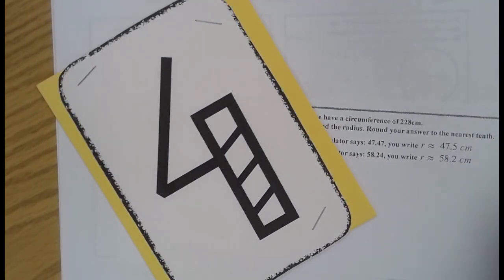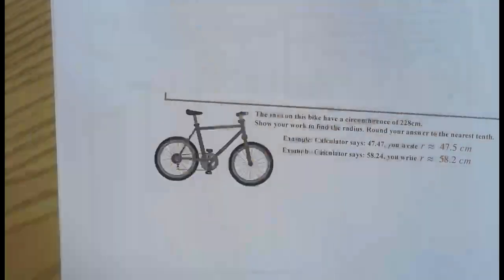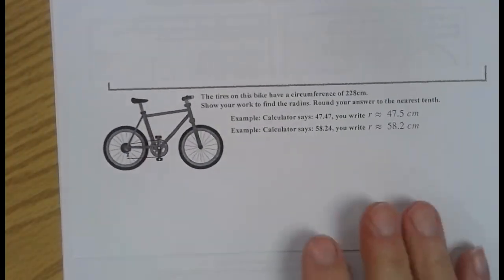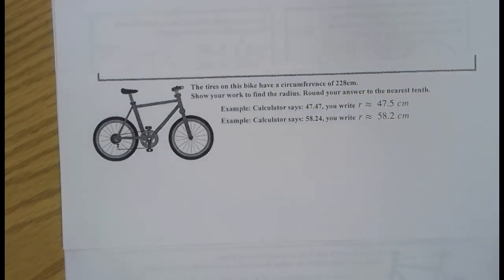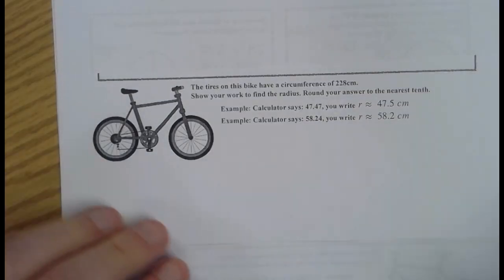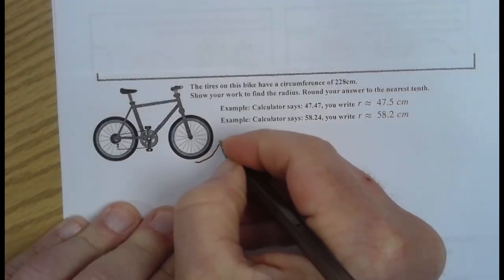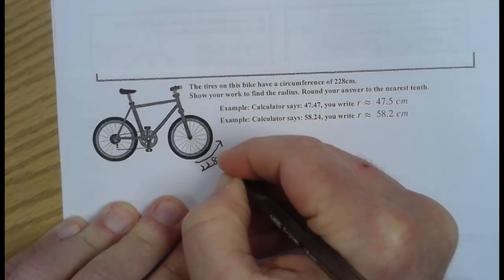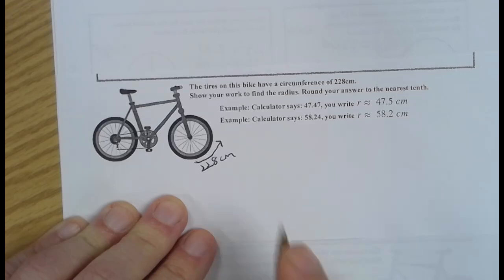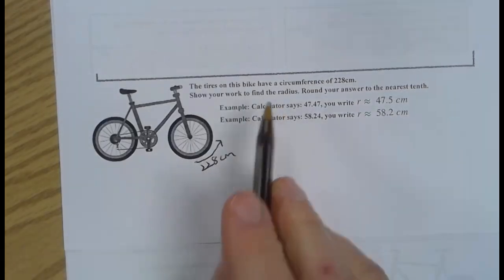Now, timestamp. Boom. Number 4, the 4th and final problem. Easier than it looks. The easy ones always have more words. Did you notice that? The tires on the bike. Oh no, another circumference problem. 228 centimeters. Show your work to find the radius.